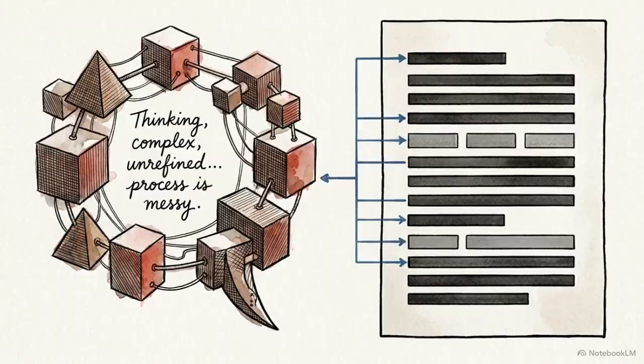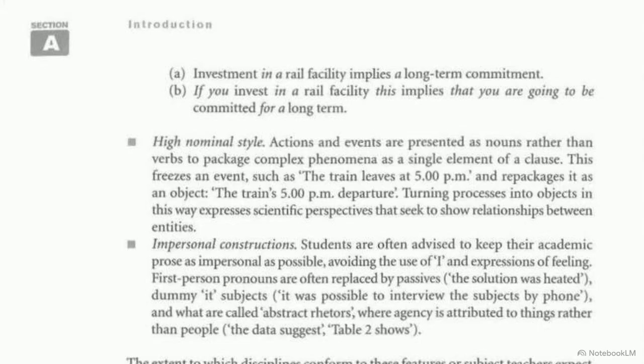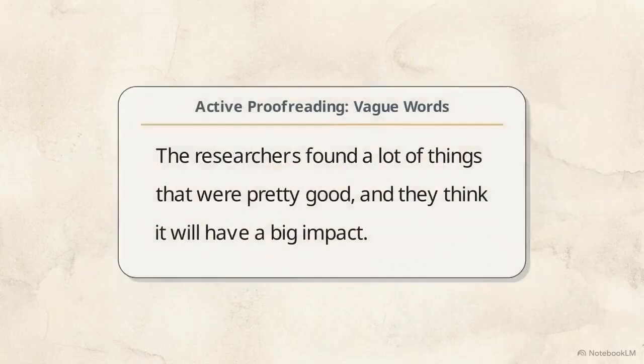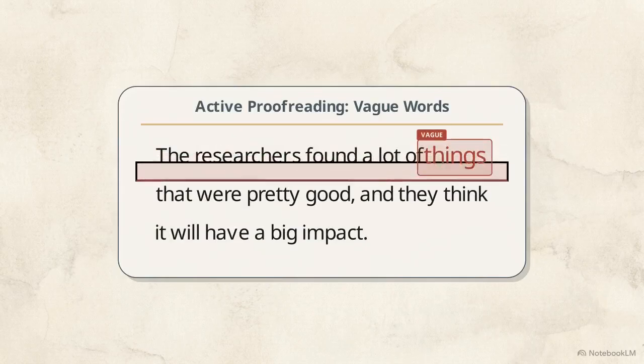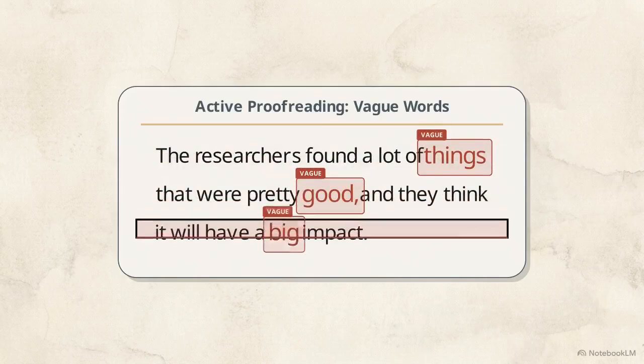Step 2 is the vocabulary upgrade. We need to replace the colloquial language used in everyday speech with precise, formal terms. This textbook excerpt defines a key feature of the academic register: high lexical density. This means packing a high proportion of precise, content-rich words into a sentence relative to basic grammar words. To achieve this, scan your draft for vague adjectives and verbs, words like big, good, or thing.